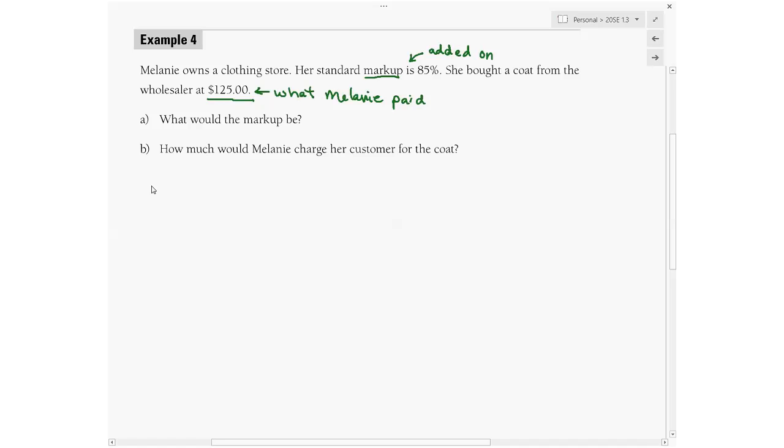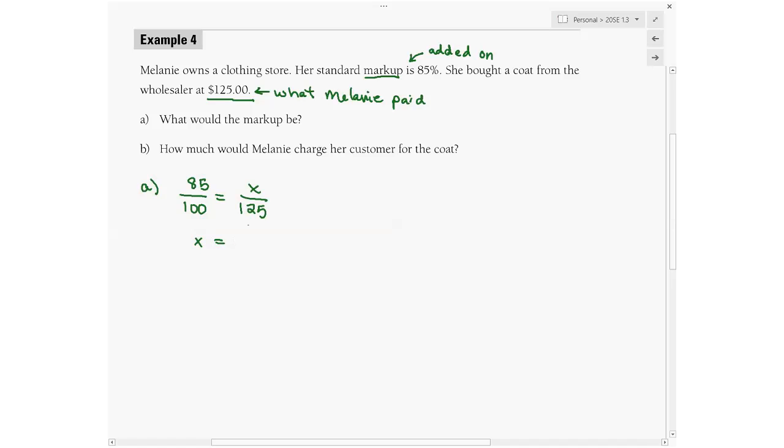So what would the markup be? Well, we want to know 85% is how much of $125. Okay, 85 out of 100 equals X out of 125. So you could say, for example, your test is out of 125. How much did I get if I got 85%? Except in this case, we're talking about money.